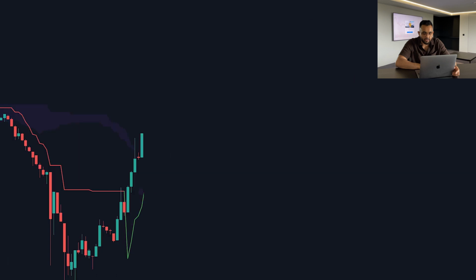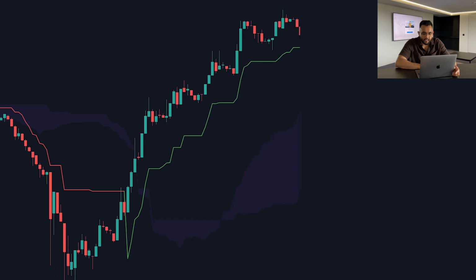So here we entered a trade because the super trend line was green and the price was above the Kumo cloud. The price starts to go up, then heads back down into the Kumo cloud. The moment the price hits the cloud, we exit the trade.